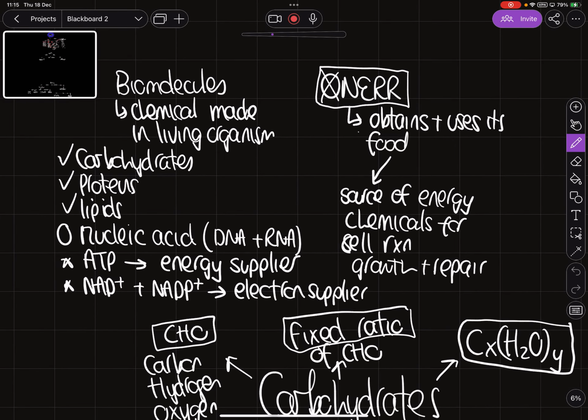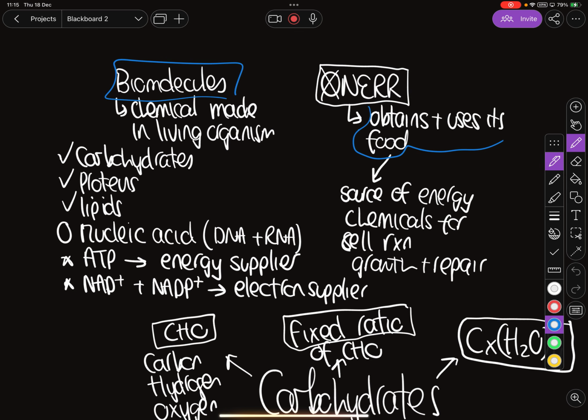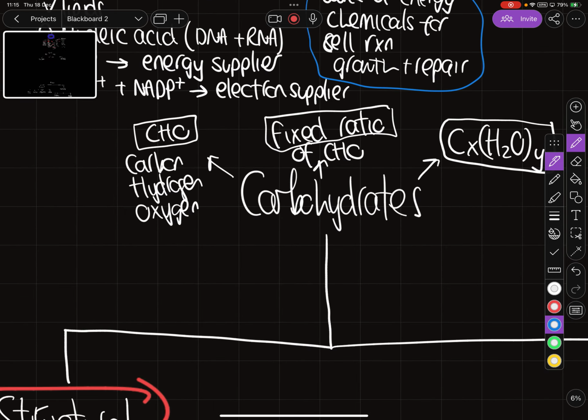Okay, so welcome back. So this is how we left our last little video. We have gone through what biomolecules are, so chemicals made in the body. We've gone through nutrition, how an organism obtains and uses its food. We know why we need to eat: a source of energy, chemicals for cell reactions, growth and repair. We have gone through carbohydrates now, so that is gone. And we're going to have a little look now at lipids and proteins for this section of video.